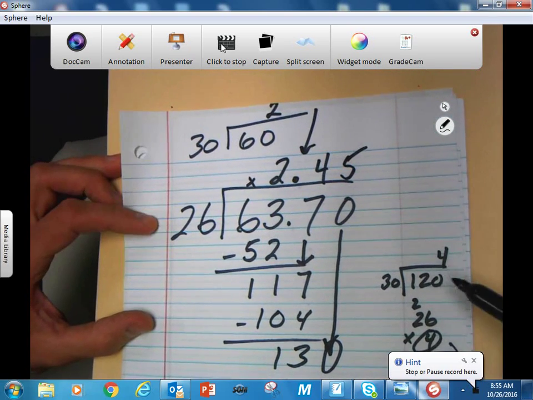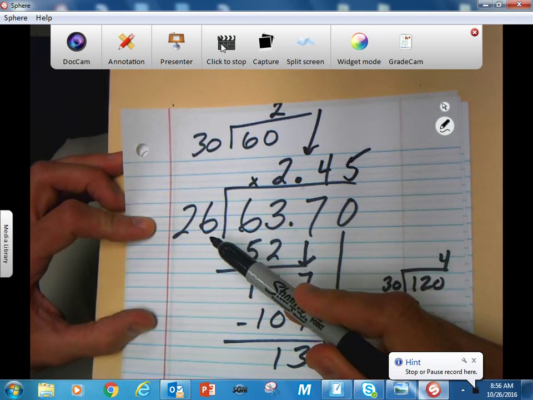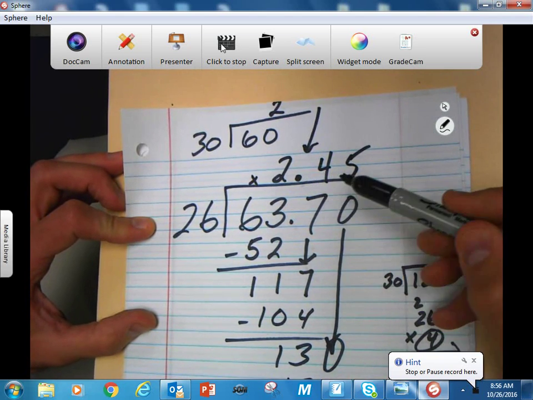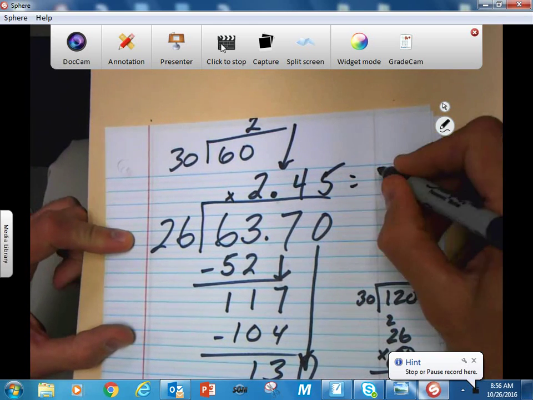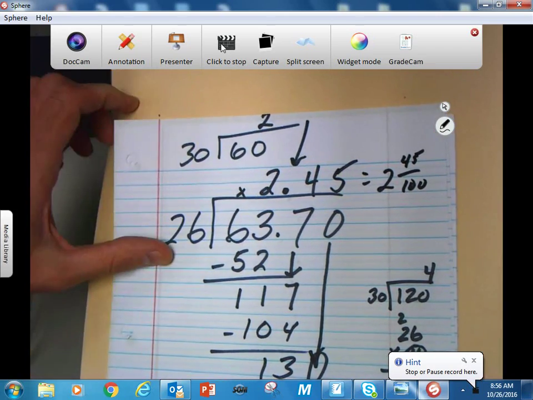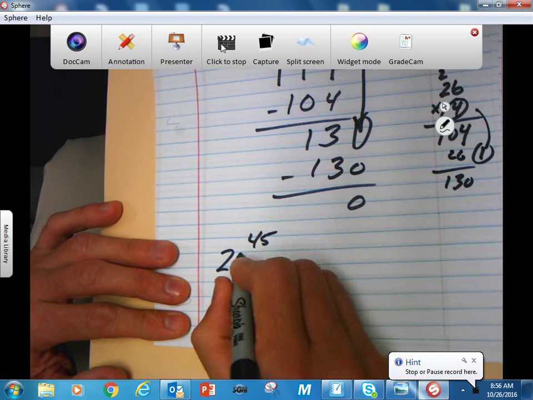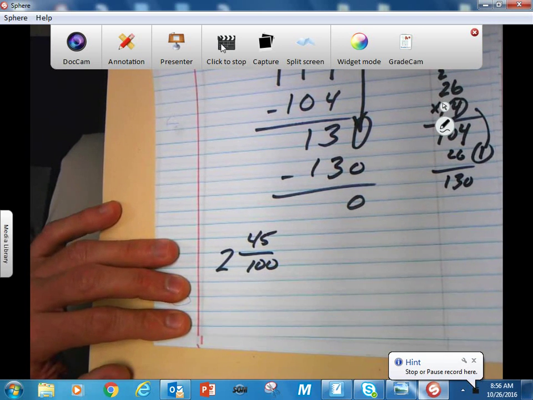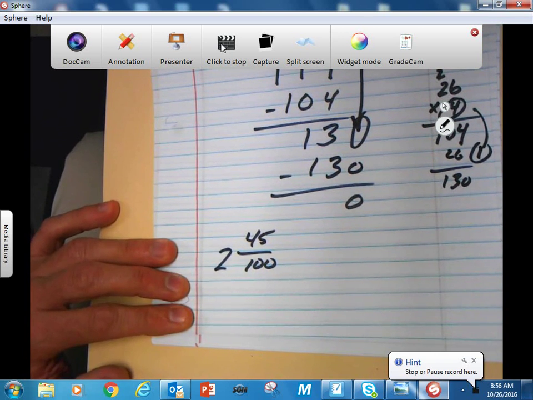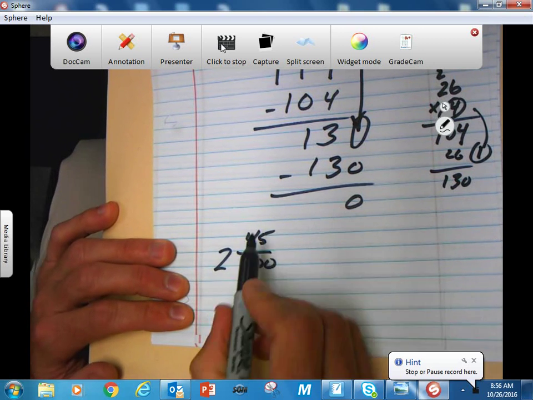So 63 7/10 divided by 26 equals 2 and 45/100, which can also be written this way: 2 45 over 100. If you reduced 2 45/100, what common factor goes into 45 and 100 to reduce it? What's the highest common factor between 45 and 100? Evan? 5. Let's try it.